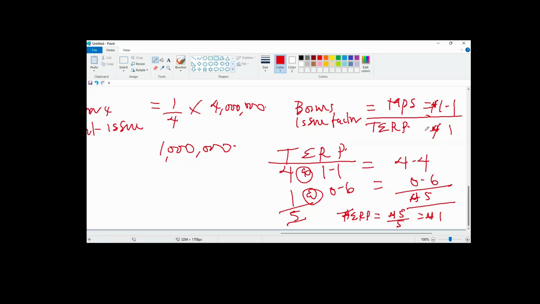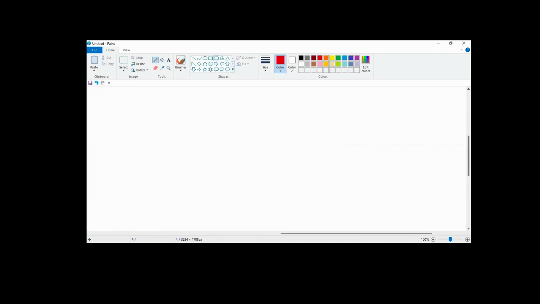Look at it. I can see, do it at the company level. I can do it with the bonus issue factor. Is the bonus issue factor the same thing as the right factor, so that we can differentiate it from the right issue? Inside the right issue, there's an element of bonus.